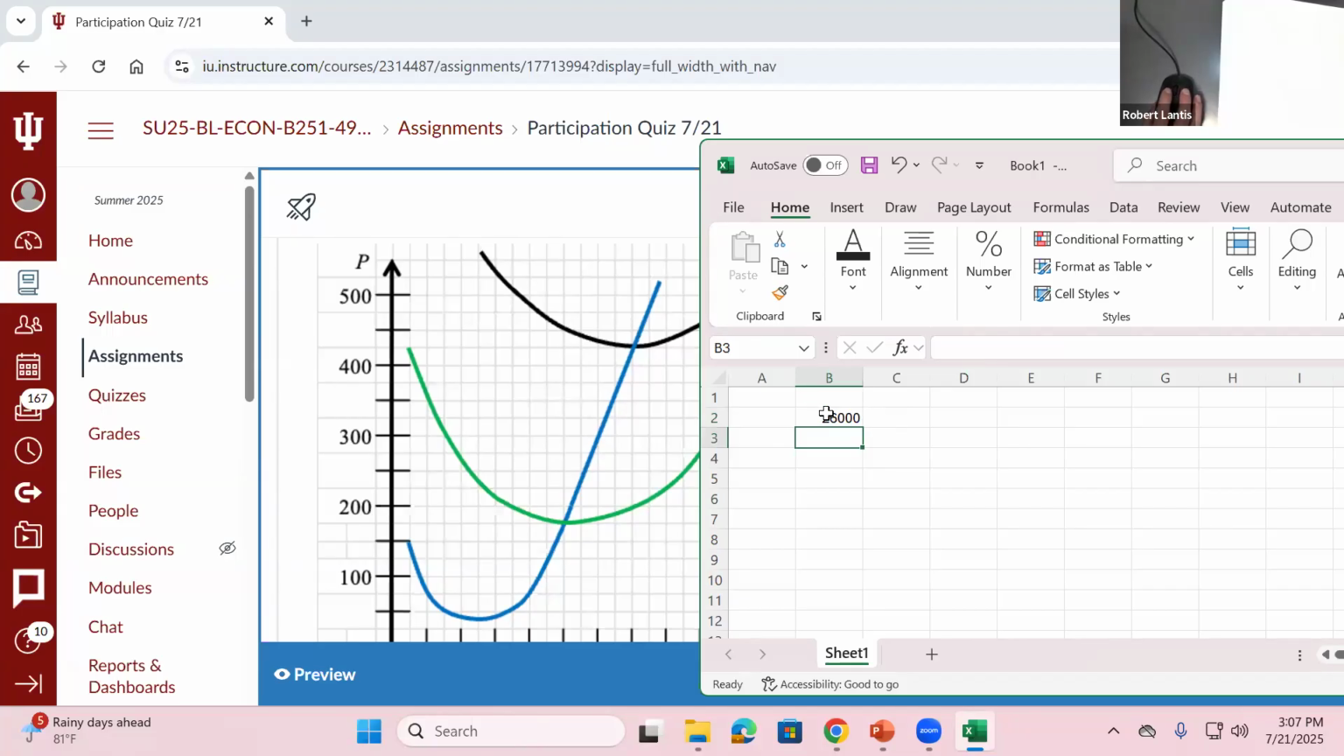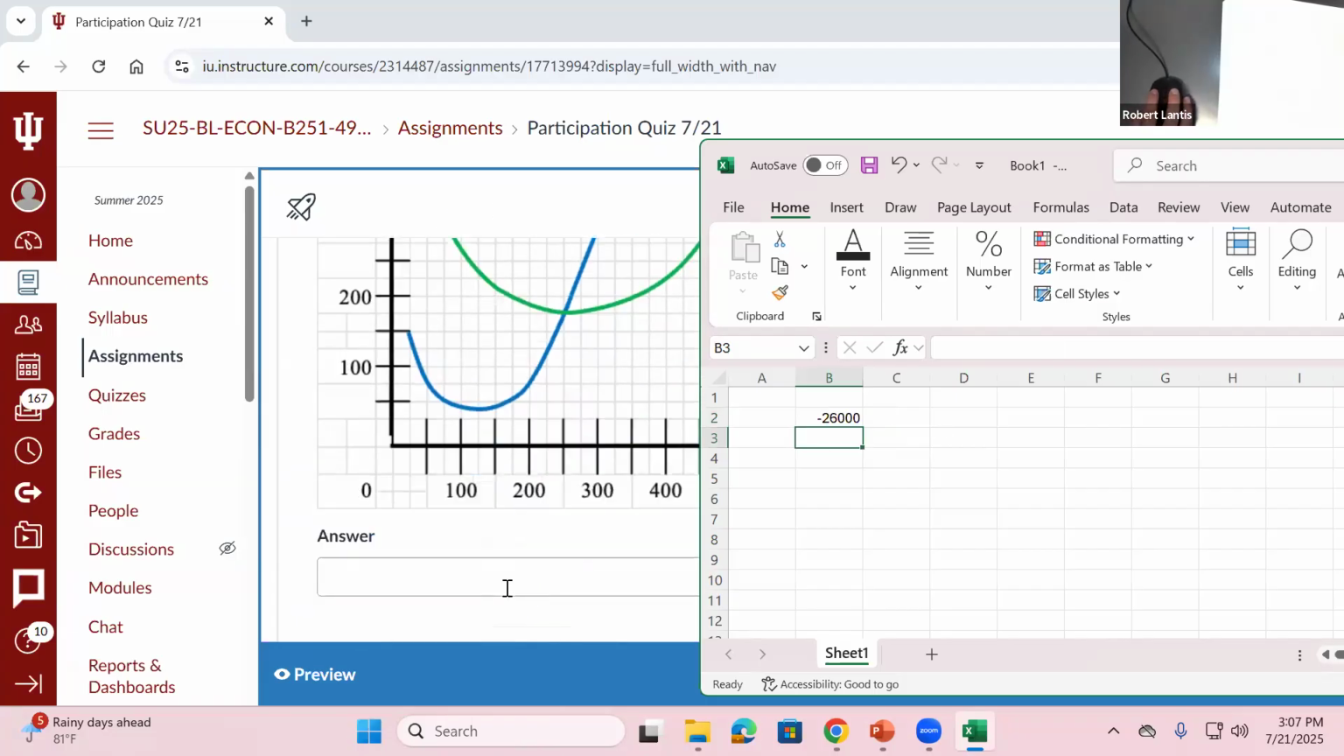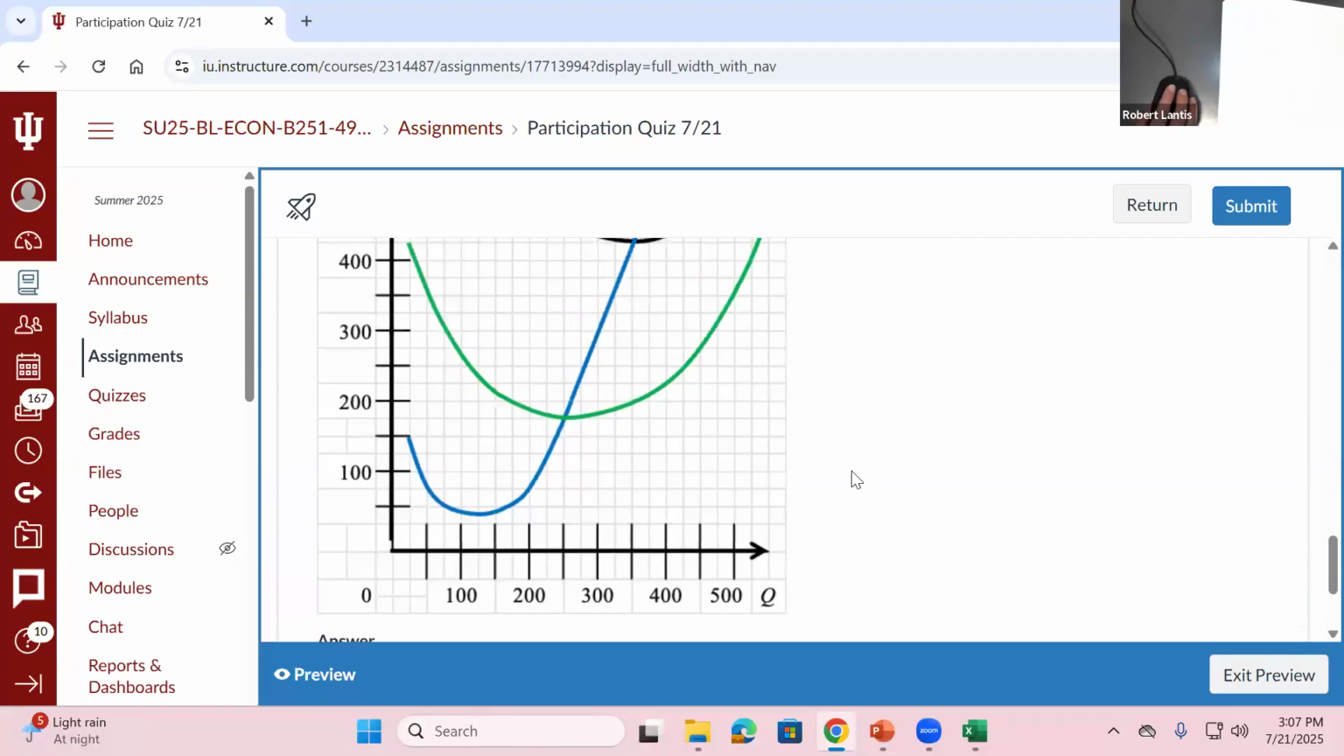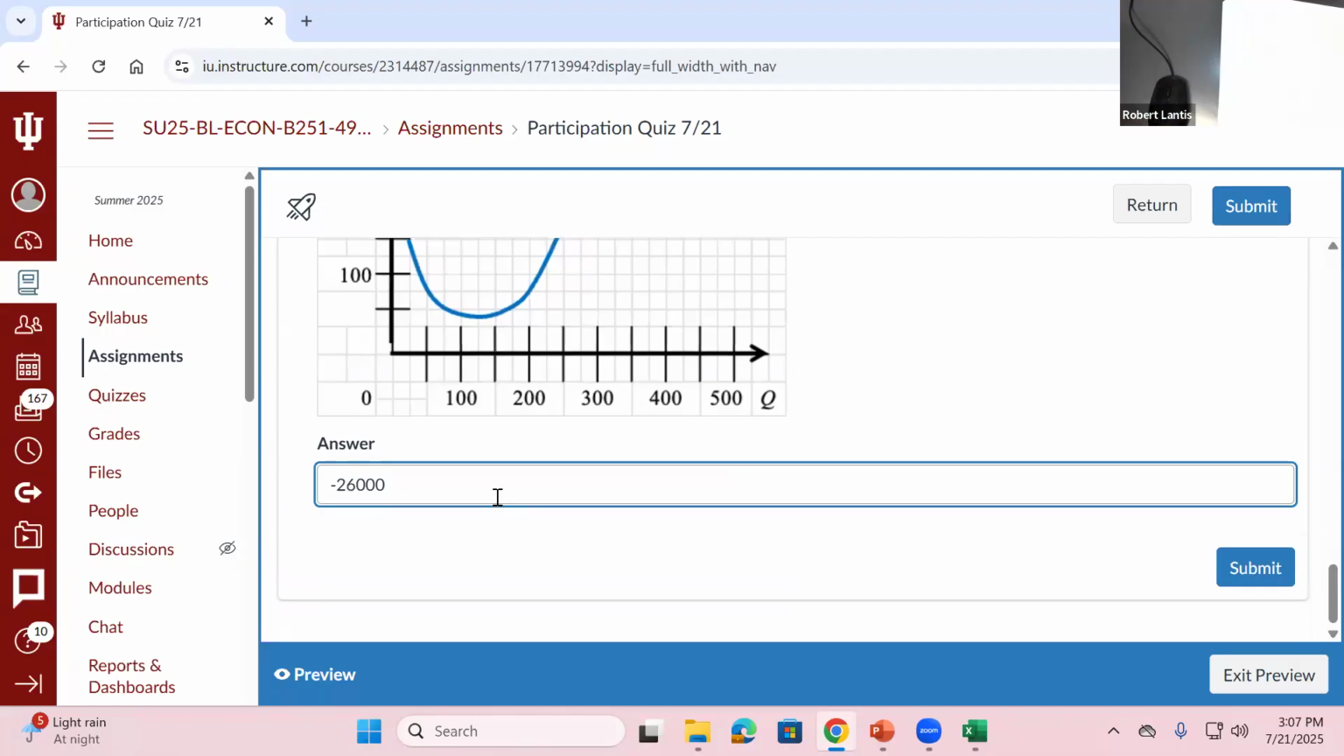However, got to be careful. What did I do wrong? What is the actual equation for calculating profits? It's quantity times the difference between price and average total cost. I put average total cost first here. So it actually should be 350 minus 430. Now I'll get the same value, but whenever that price is below average total cost, those profits should be negative. So there, the answer should be negative 26,000. Okay. And I think I put a comma in here.